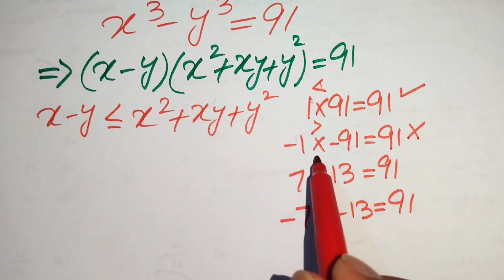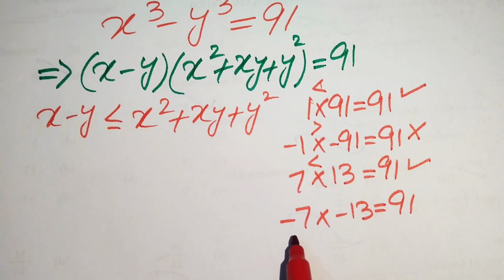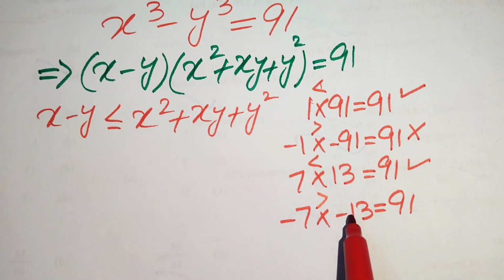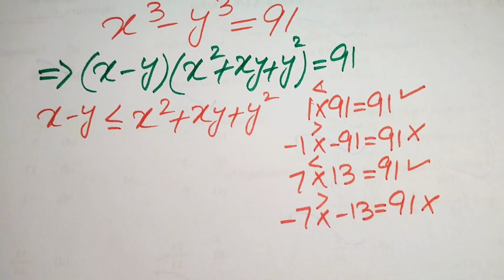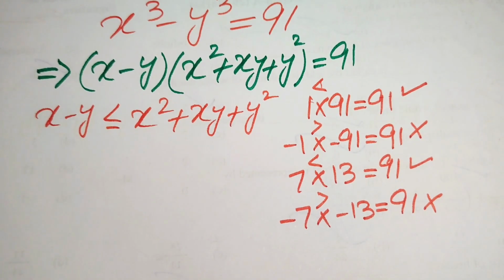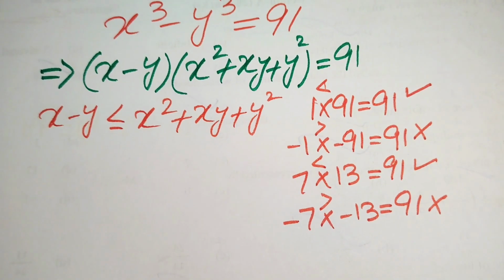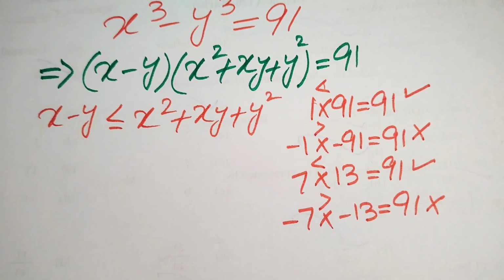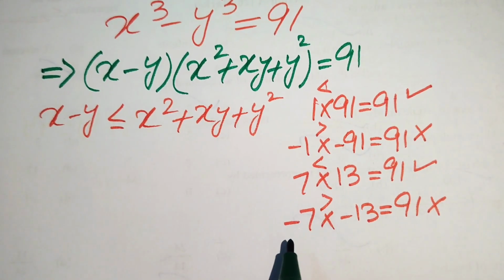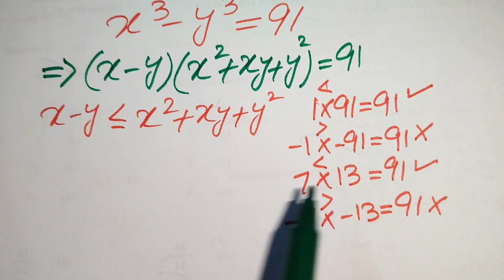Here 7 is less than 13, so we choose this case, and minus 7 is greater than minus 13, so we reject this case. So we have only two possible cases: the first is 1 times 91 and the second is 7 times 13. Now we compare the left-hand side with these two cases.